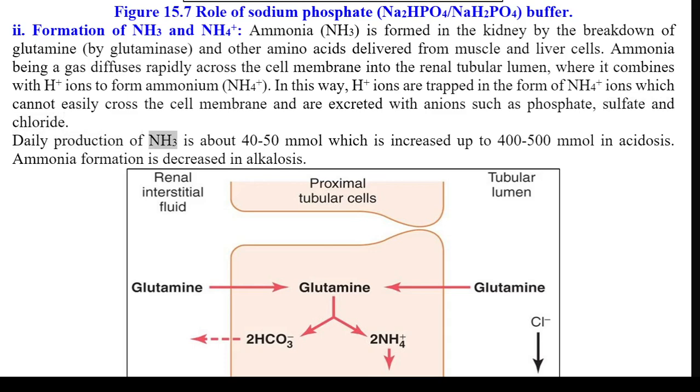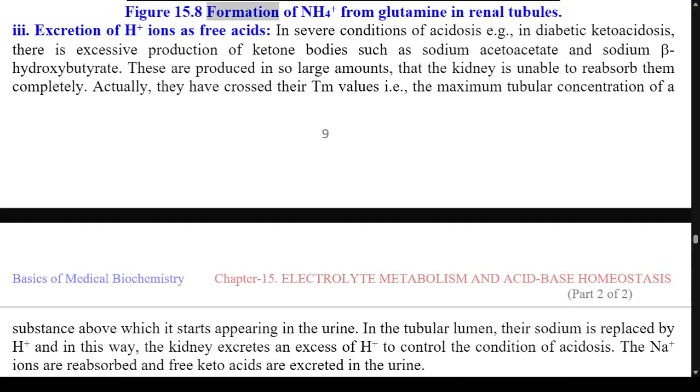Daily production of NH3 is about 40 to 50 mmol, which is increased up to 400 to 500 mmol in acidosis. Ammonia formation is decreased in alkalosis. Figure 15.8 Formation of NH4+ from glutamine in renal tubules.